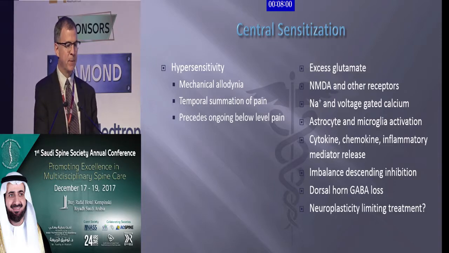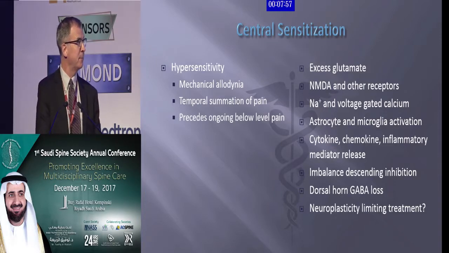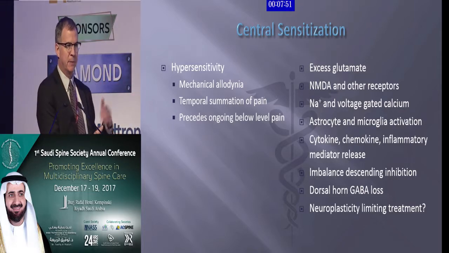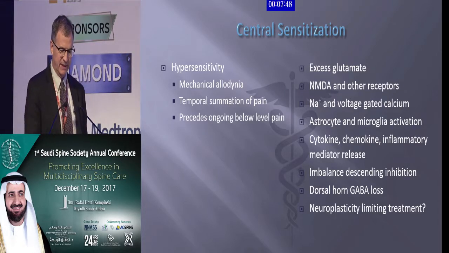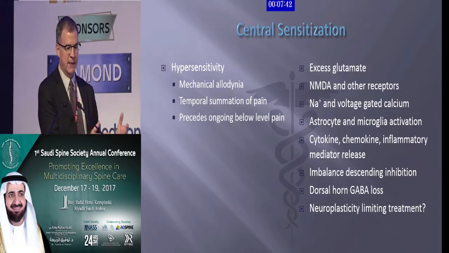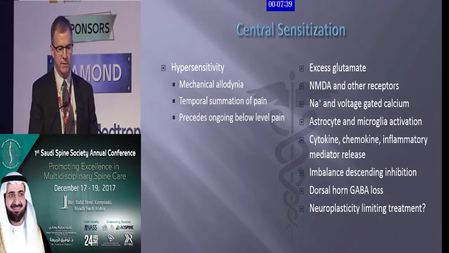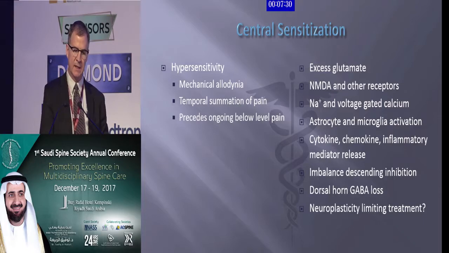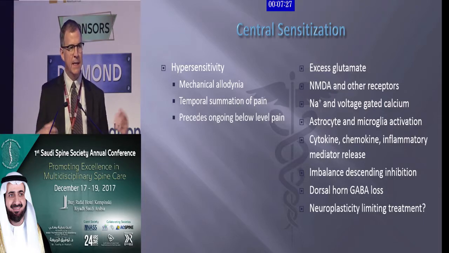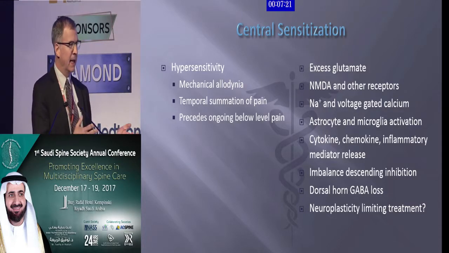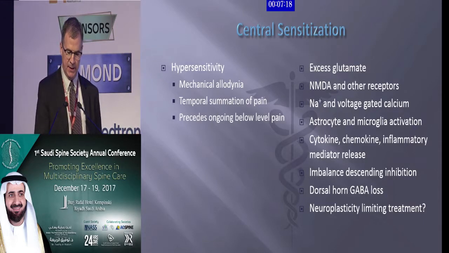Sensitization, again, is a common thing, with hypersensitivity causing mechanical allodynia. There can be a summation of pain so that even a small painful stimulus can be perceived as much higher pain. And central sensitization typically precedes the development of neuropathic pain that occurs below the level of spinal cord injury. And a lot of different things are involved: excess glutamate, NMDA and other receptors, sodium and calcium channels, astrocyte and microglial activation, inflammatory mediators and cytokines, an imbalance in the descending interneurons, GABA loss. And again, do all those things with neuroplasticity inhibit or limit some of the treatment options?